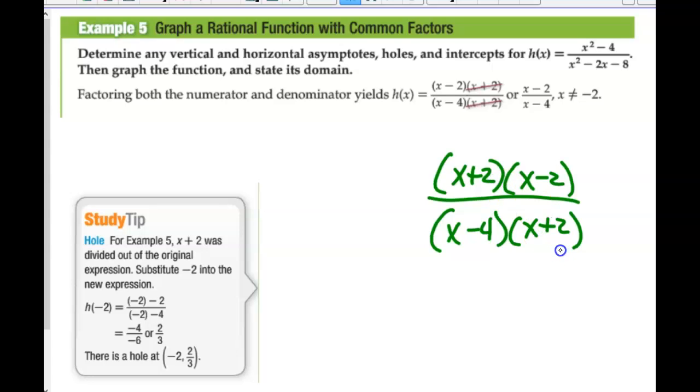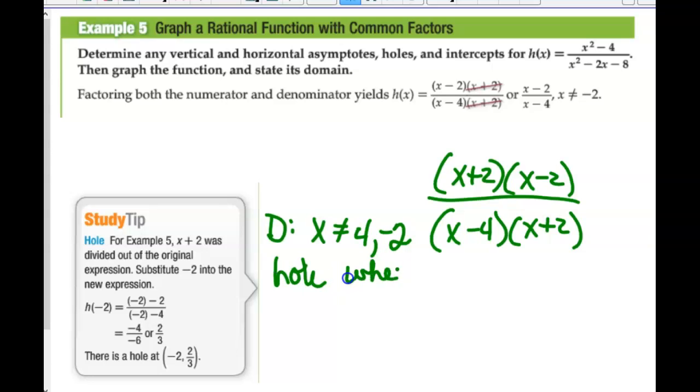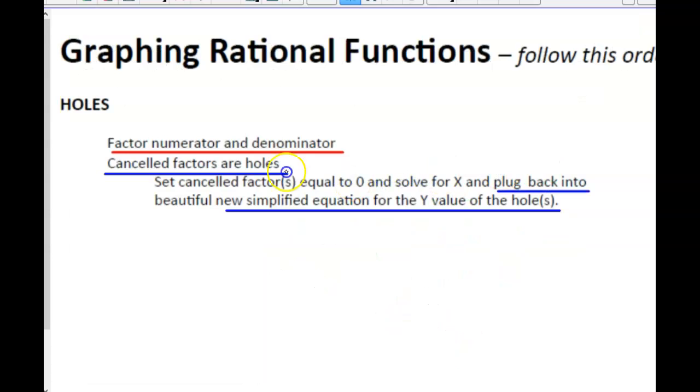You're going to cross that out, but before you do, you have to find the domain restriction, x cannot equal 4 or negative 2, and you're going to say there's a hole when x equals what? The one you're going to cross out, negative 2. Okay, but you have to find the ordered pair for the hole. So when the negative 2 goes in, guys, look at the directions here. I love this. What it says on 8.5, it says, to find the hole, set the canceled factor equal to 0 and solve for x. And then plug back into the beautifully new simplified equation, that value.